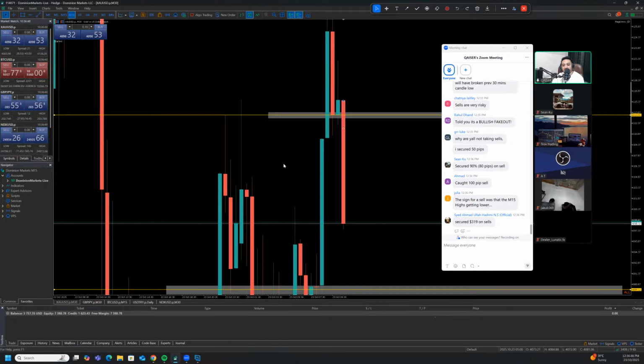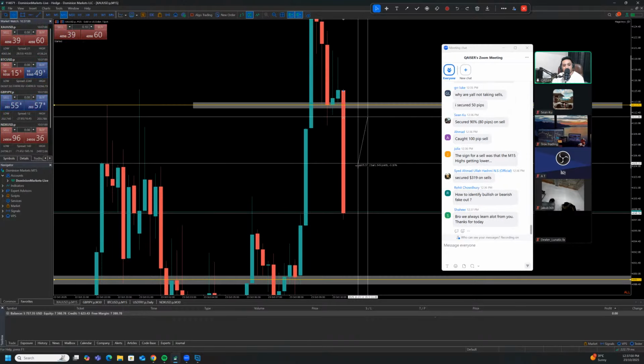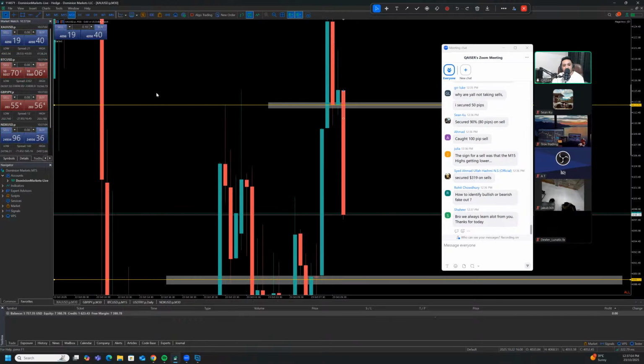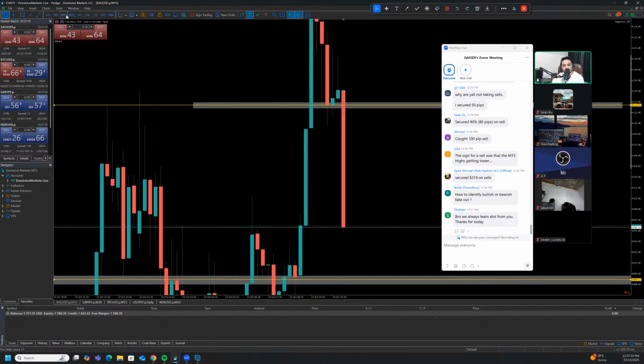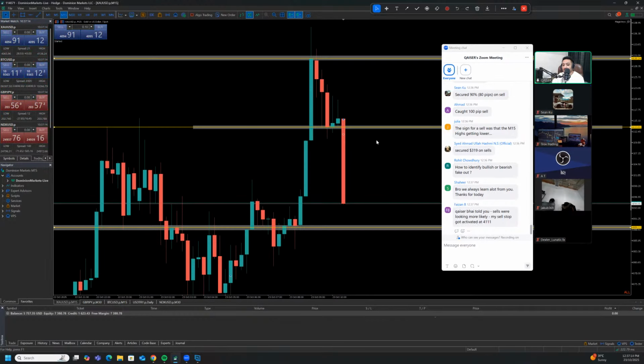Wow, damn. Everyone got a 100 pip sell. The sign for a sell was the M15 high getting lower. Exactly, you are right. It's respecting the previous high. What a beautiful sell it was, more than 130 pips, I think. I did something forcefully, continuously looking for the buys actually. So it happened again.